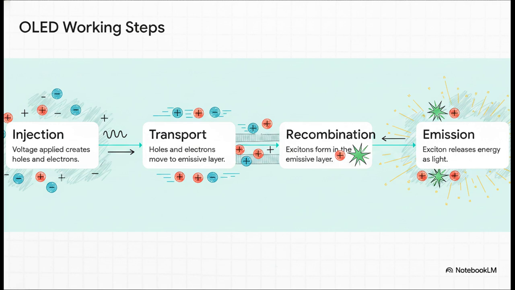Let's break down the actual physics of how this electroactive marvel comes to life. Step 1. Charge injection. We apply a voltage, injecting electrons from the cathode and creating positive holes from the anode. Step 2. Charge transport. Those electrons and holes start traveling toward each other through their respective layers. Step 3. Recombination. They finally meet in the emissive layer and combine to form this excited state called an exciton. And then, the magic moment. Step 4. Light emission. That exciton is highly unstable, so it quickly drops back down to its ground state. As it does that, it releases its excess energy as a visible photon of light. This whole incredible sequence, that's what we call electroluminescence.